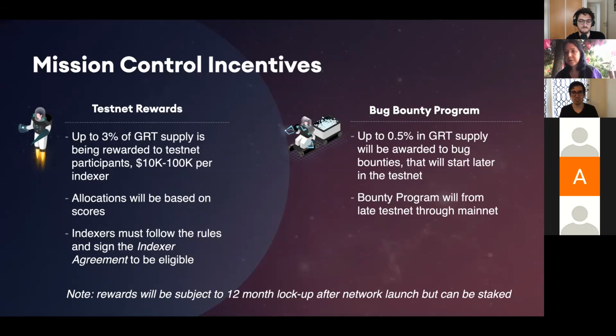Later in the testnet, we'll also be starting a bug bounty program. This is a little separate from testnet rewards, more specific to finding vulnerabilities, and that'll be from late testnet into mainnet. You can think of these as separate programs, but it's likely that a lot of indexers and developers who are involved in the testnet can also fulfill those bounties.